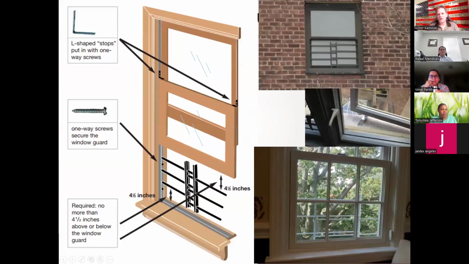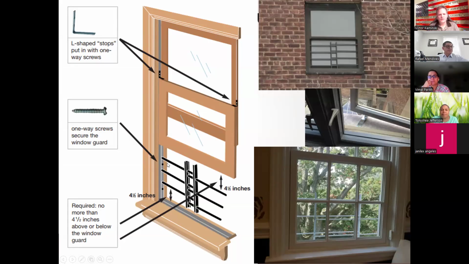So this is what window guards look like. You see on the right up here from the outside. Here's for swinging windows, the ones that swing out. It's just an L bracket. And here's what they look like from the inside if you're looking out.